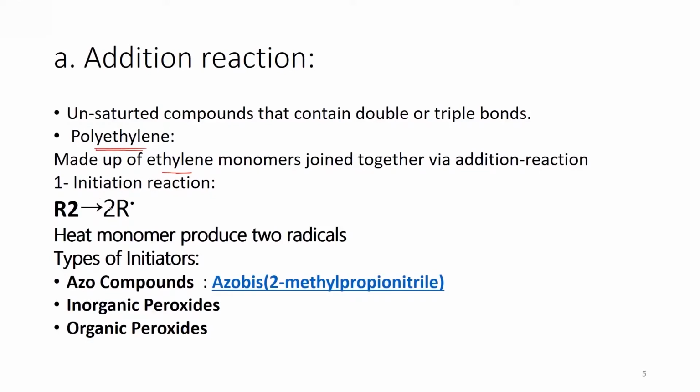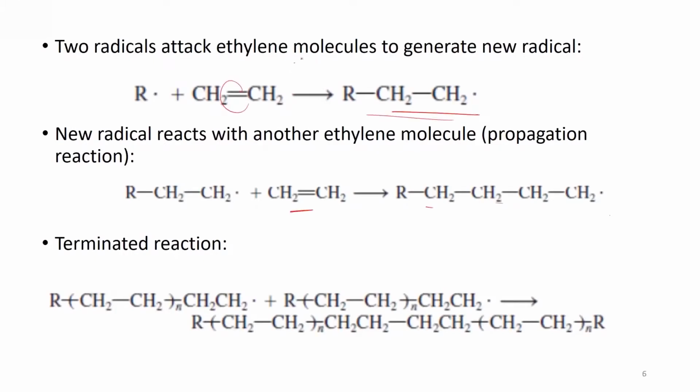The first step of the addition reaction is the initiation reaction. Here you could see that I have an initiator. This initiator produces two radicals, and these two radicals will further attack the double bond. I have different types of initiators that we can use: azo compounds, inorganic peroxides, or organic peroxides. The radicals formed from the previous step start attacking the double bond of the ethylene, binding to my ethylene by breaking this double bond and forming this ethylene radical.